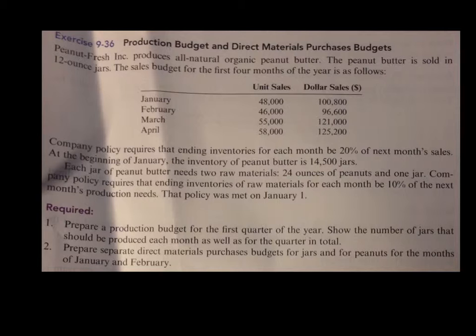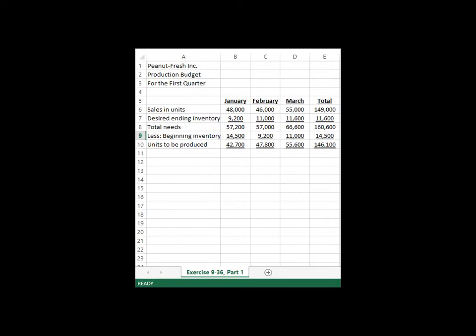Bottom line for January, February, March, and total. When completing this problem, obviously I do the who, the what, and the when. And this is also for the first quarter, which is January, February, March, also the total respectively. The sales in units I copied down from January, February, March, and added them to get the total. When calculating the desired ending inventory for January, February, March, I multiply 20% by the next month's sales in units.